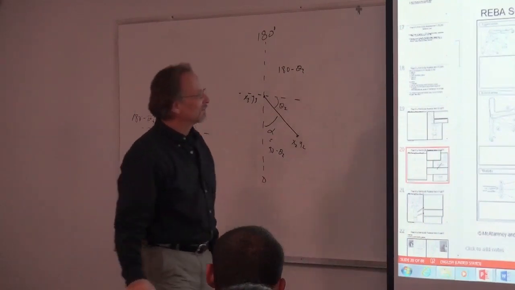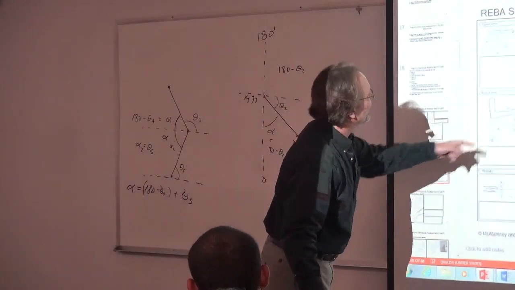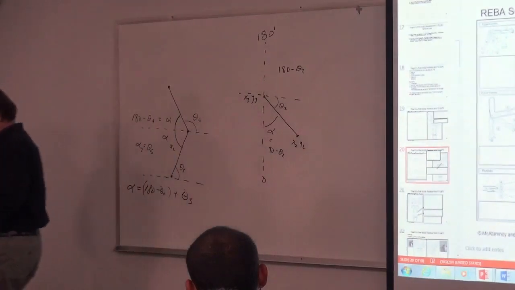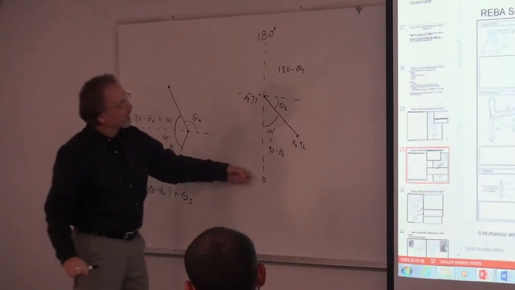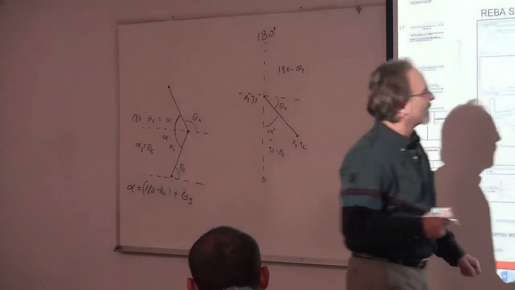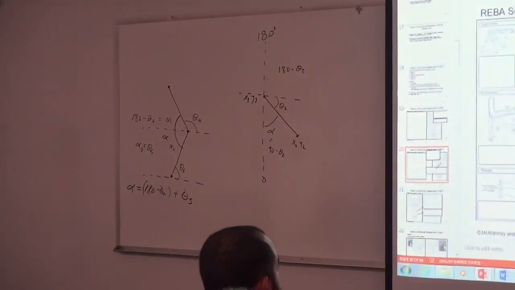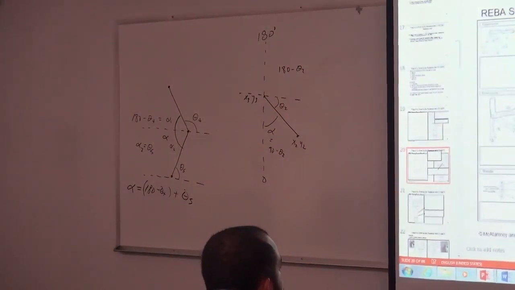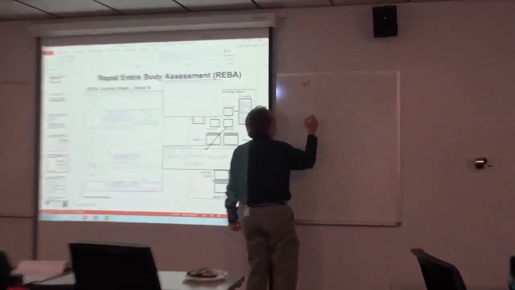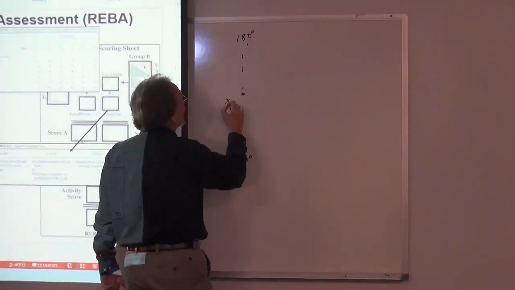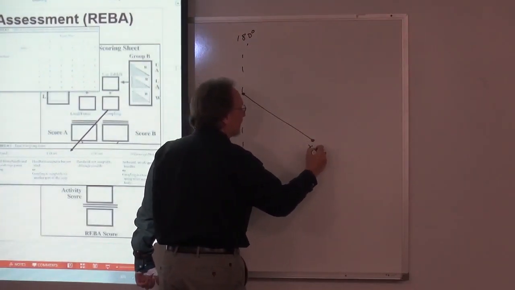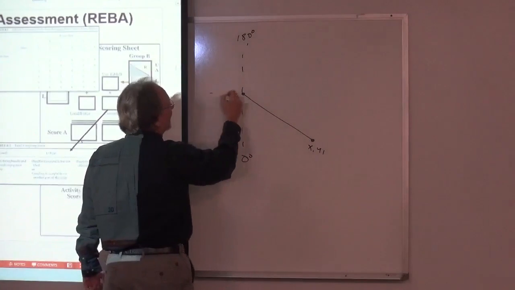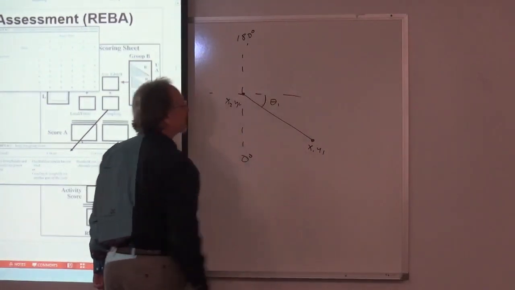Then for the lower arm, this is also relative to this. So for the lower arm, it's straight down is 0 degrees, straight up is 180 degrees. So if this is the elbow, x2, y2, and then this is the wrist, x1, y1, that gives you theta 1 right there.